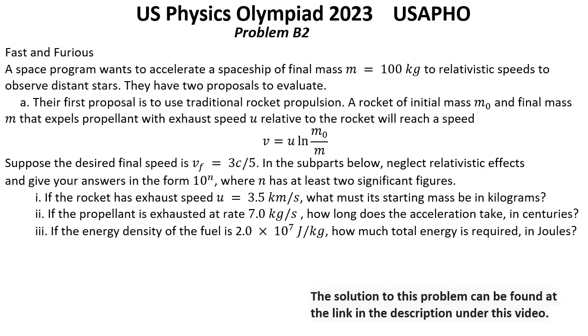Question 2. If the propellant is exhausted at rate 7.0 kg per second, how long does the acceleration take in centuries? Question 3. If the energy density of the fuel is 2.0 multiplied by 10 power 7 joules per kilogram, how much total energy is required in joules?